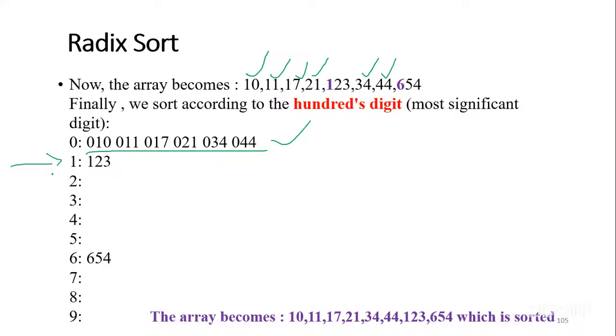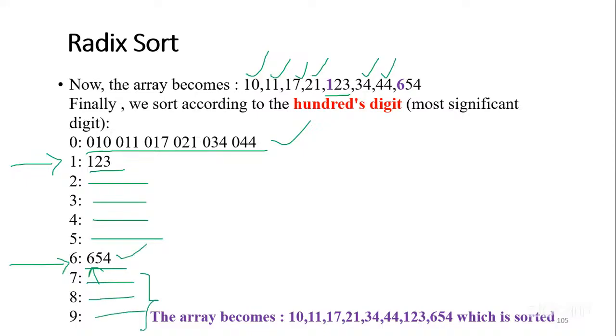Then the hundred position number is 123. So write 123 here. We don't have any numbers where the hundred position is 2, 3, 4, or 5. Coming to the digit 6, we have one number where 6 is in the hundred position. That is 654. Write that number. And for 7, 8, 9, we don't have any numbers. Okay. Then write these numbers in the same order again.